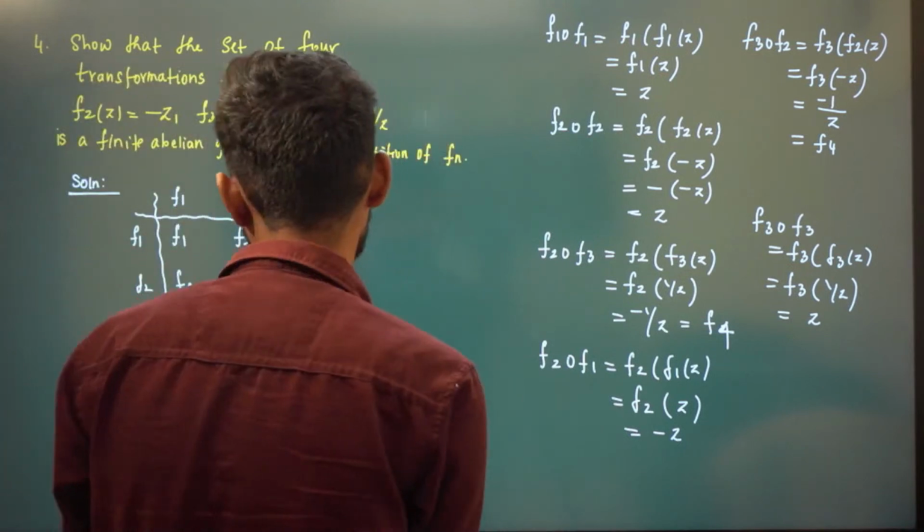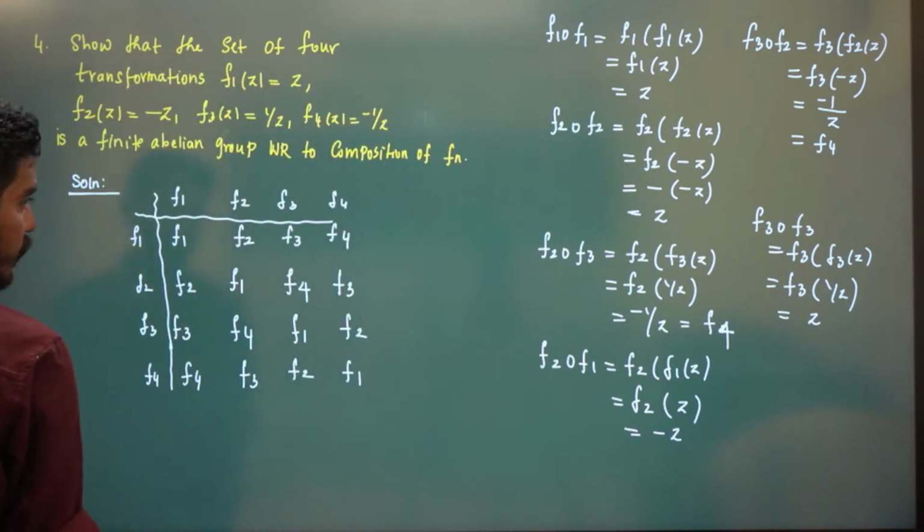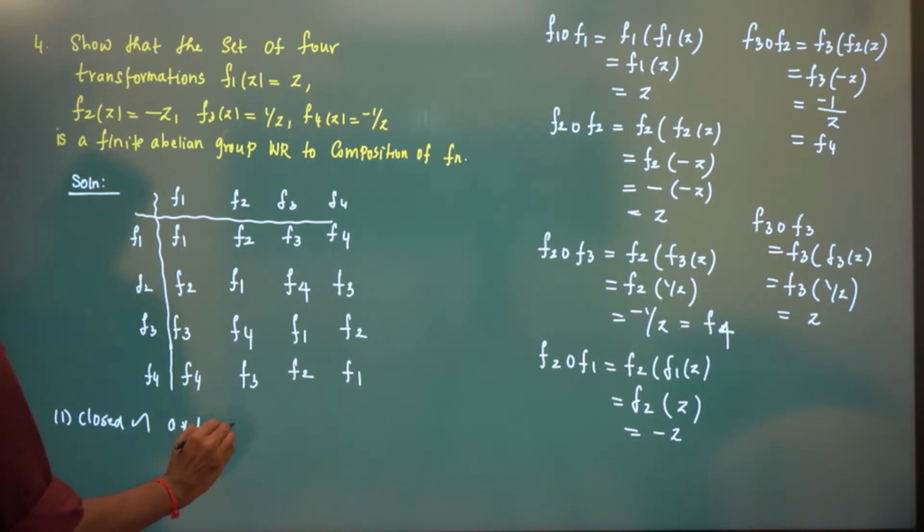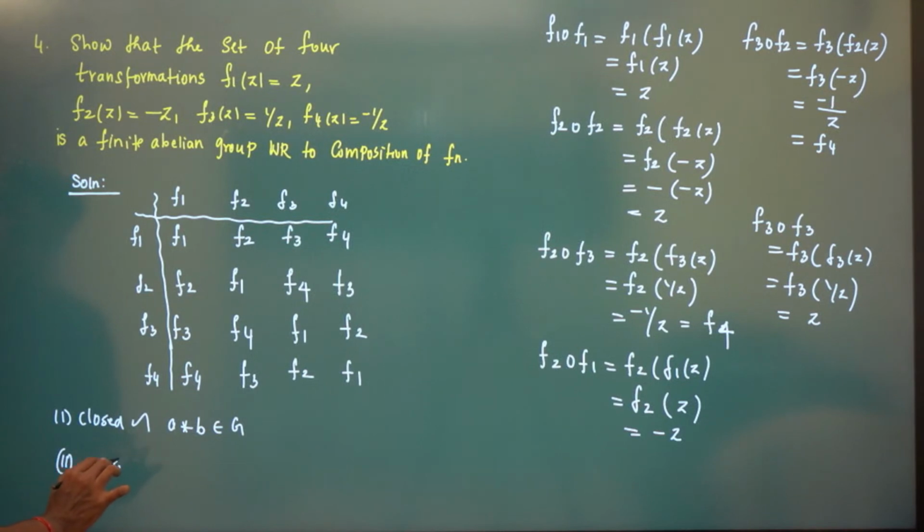After that, you can say it is closed and associative. It is closed because A star B belongs to G for all A, B belonging to G. It is associative. Composition is always associative.